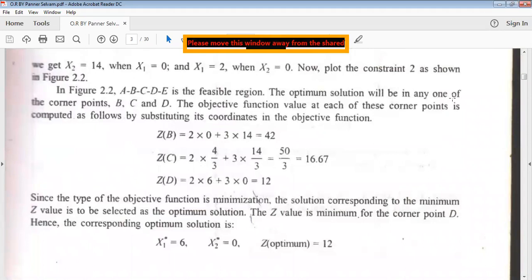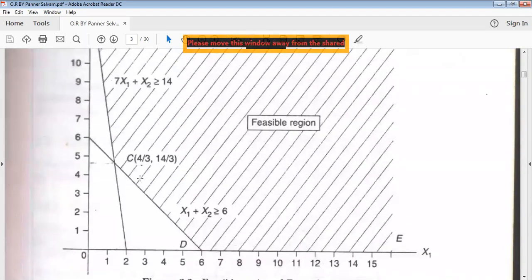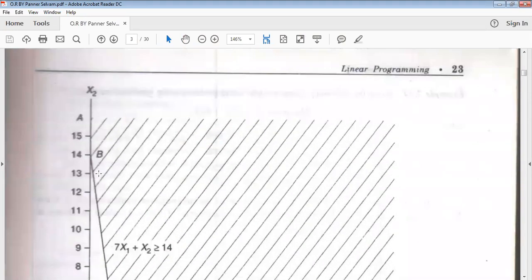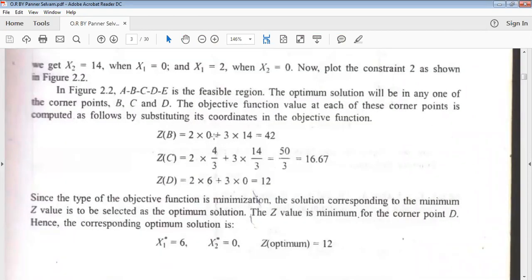The optimal solution will be in any one of the corner points B, C, D. I told you B, C, D. The objective function value at each of these corner points is computed as follows. The points are 6, 0, then 4 by 3, 14 by 3, and 0, 14, that is x1 and x2.